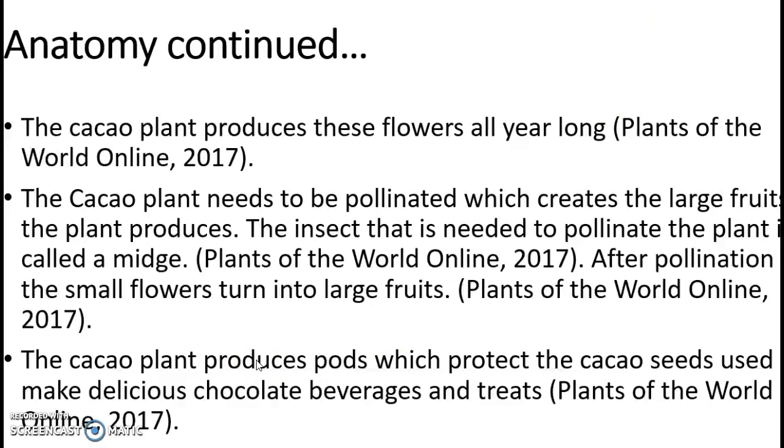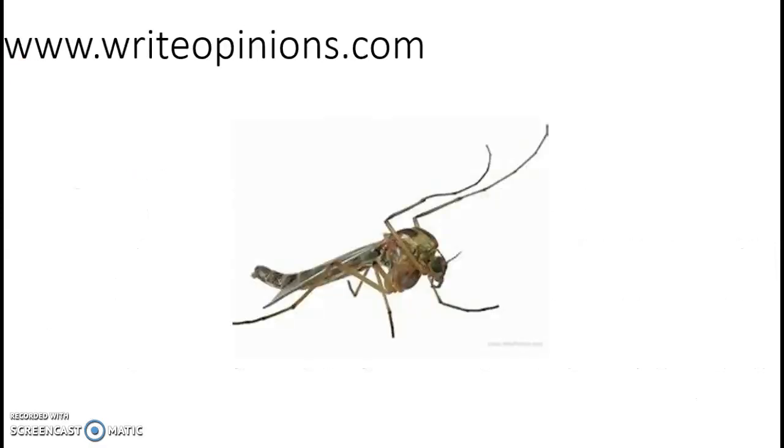Next, the cacao plant produces pods, which protect the cacao seeds used to make delicious chocolate beverages and treats. Like in that image, those shells have to be broken up, and inside are those beans or seeds that are used to make the chocolate. Here's an image of the midge, so you can picture what it is.